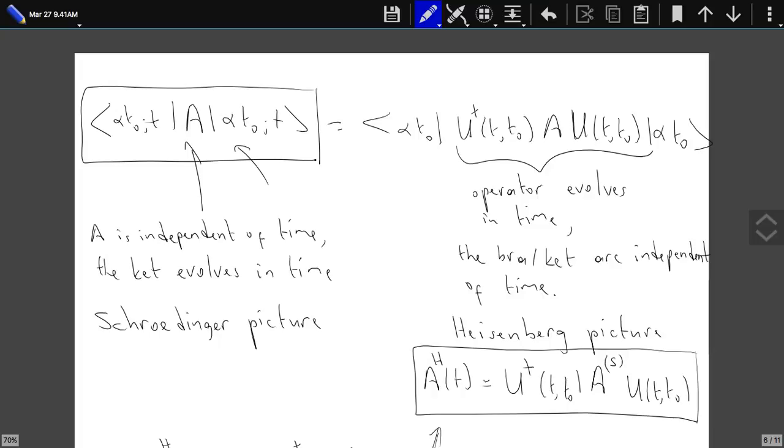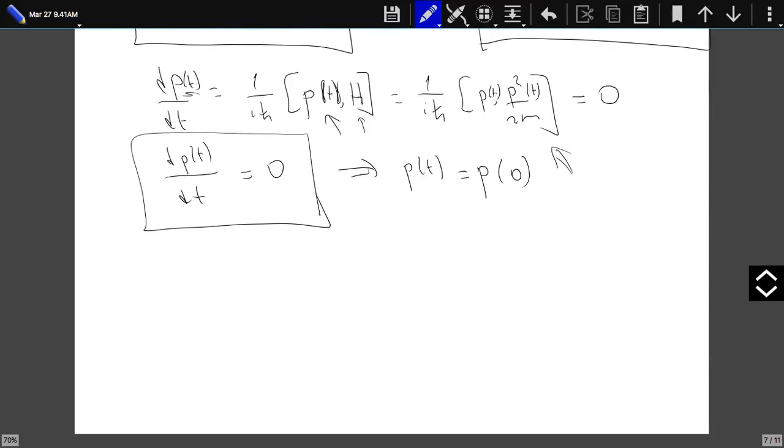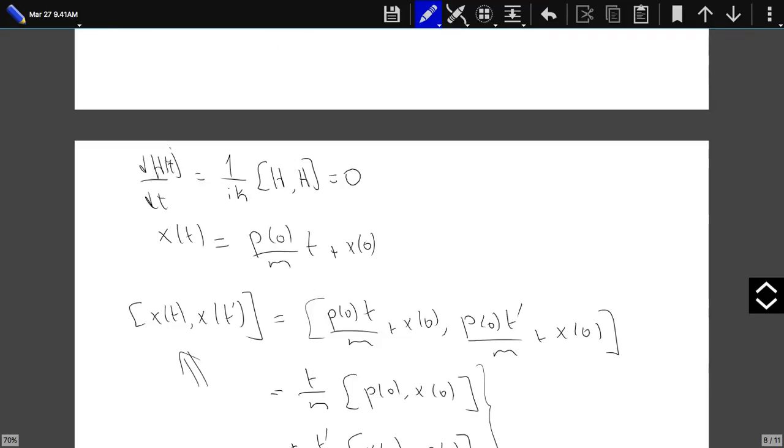For example, in this formalism, once I determine the time dependence of my operators, I don't need to worry about the time evolution of my state. If I want to calculate the expectation value, this tells me that the average of x as a function of time in any state is basically the average of p in the same state, times t over m, at time 0, plus the expectation value of x at the same ket.